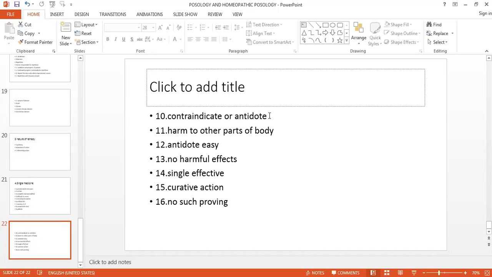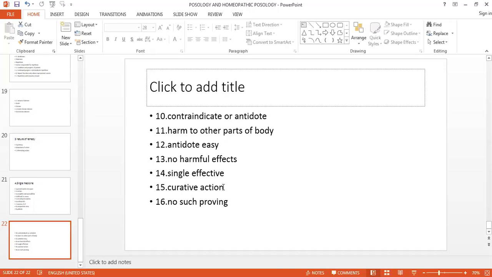Then next is that it harms the other parts of the body. In monopharmacy, when the medicine does not harm, or when that medicine is not working properly, then we can change our medicine, and if it is doing harm, then we can antidote it very easily. But in polypharmacy, we are not able to know which is acting and which medicine is to be given for the antidote of the mixture if any harmful effect is experienced.